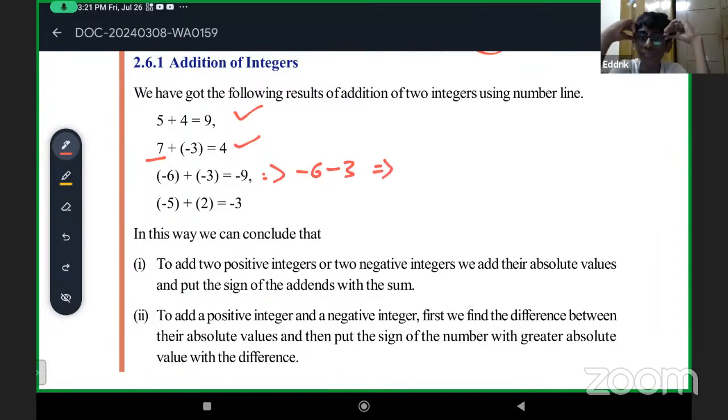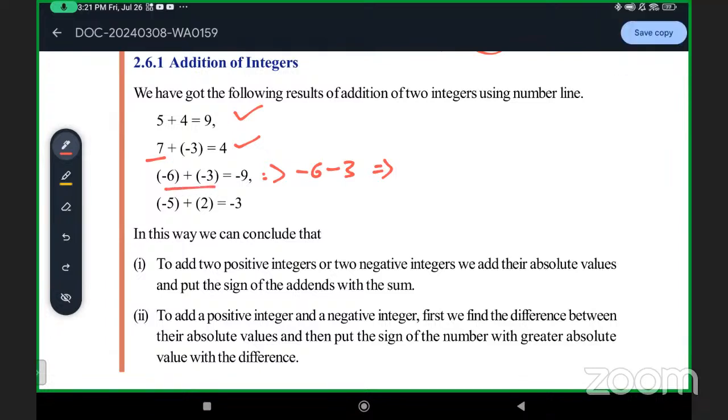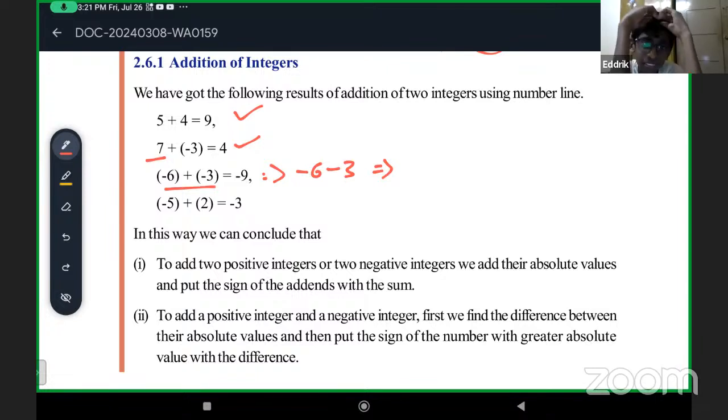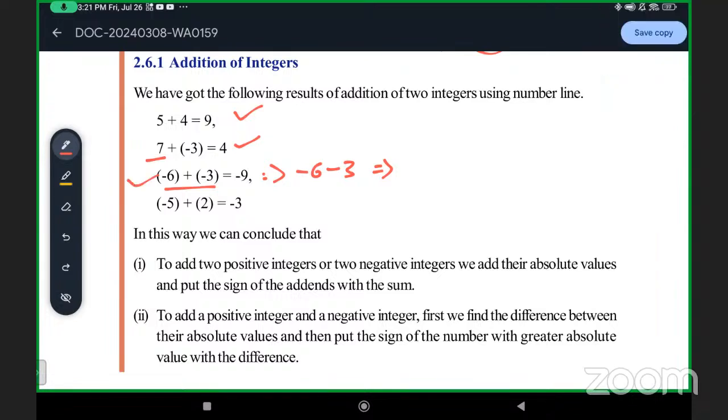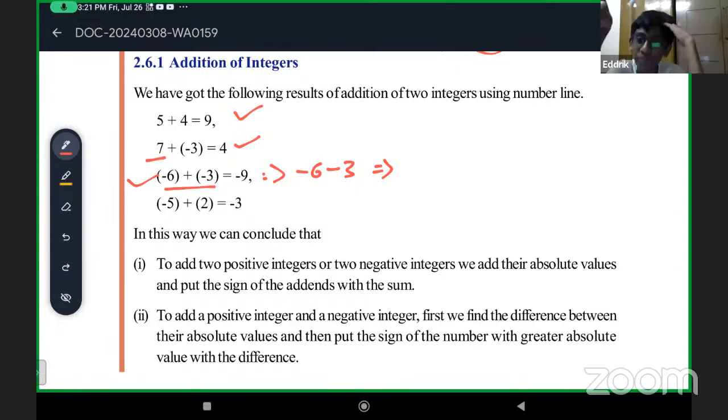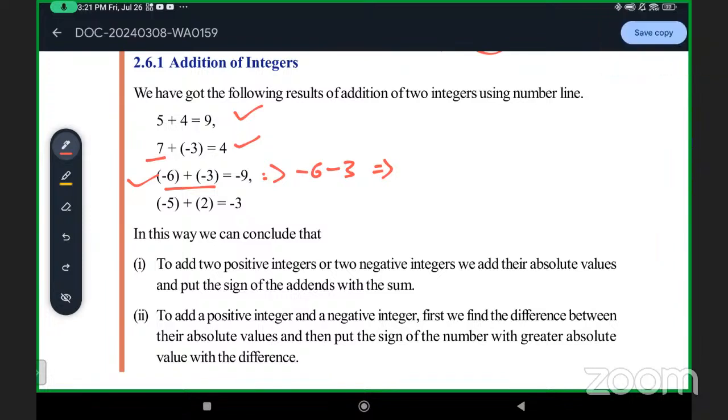Now when I'm having minus minus, where is plus minus given? It's minus minus. Here, minus 6 plus minus 3. The first number is minus, the second number is plus minus. Third one I'm talking about. Minus 6 plus minus 3. So plus minus becomes minus 3.